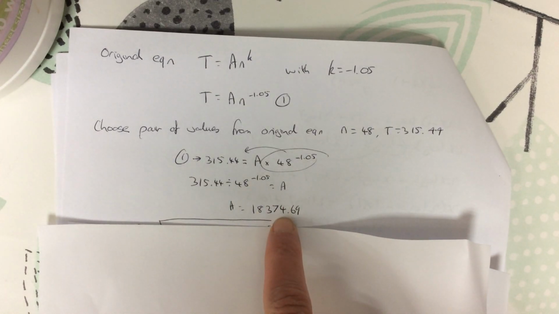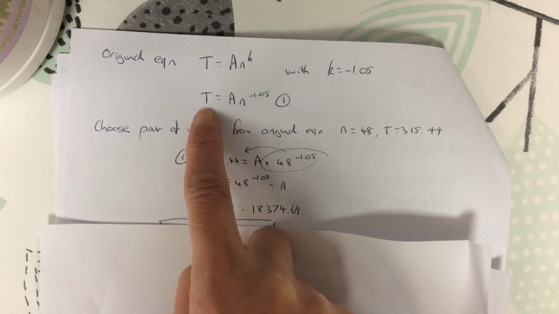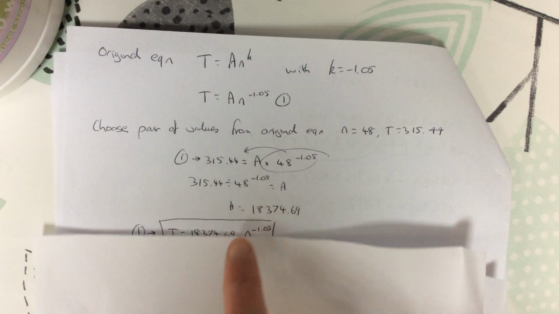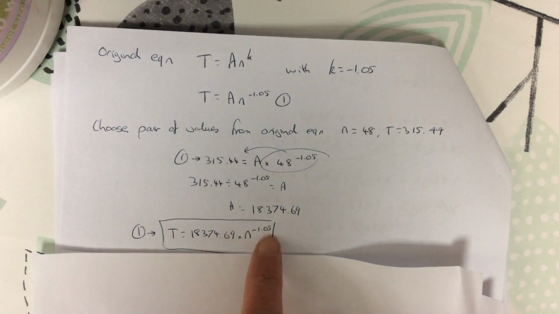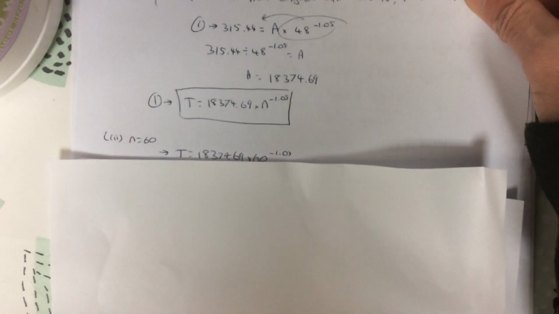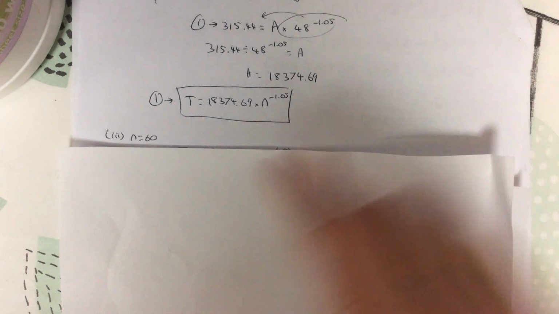So that gives me a equaling that. So you see your equation up here? This is your original. You now know a and k. So rewrite it using your a and k. Once you've done that bit, the next bits are just answering the questions.